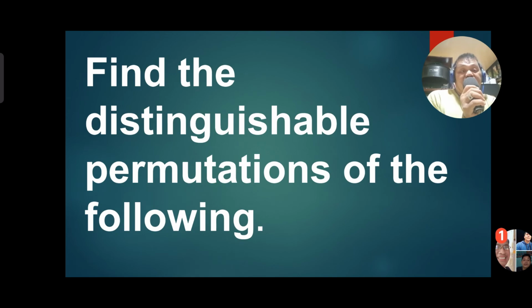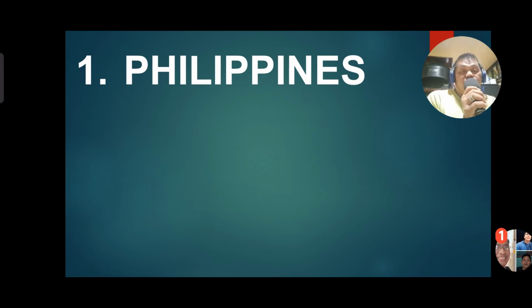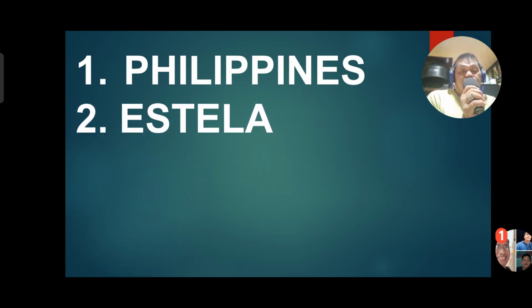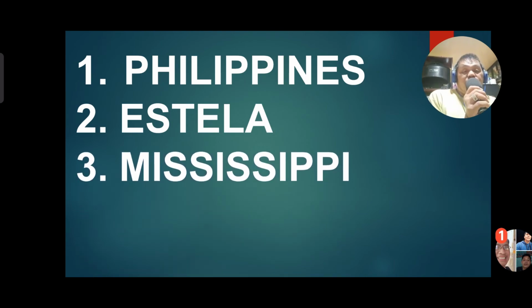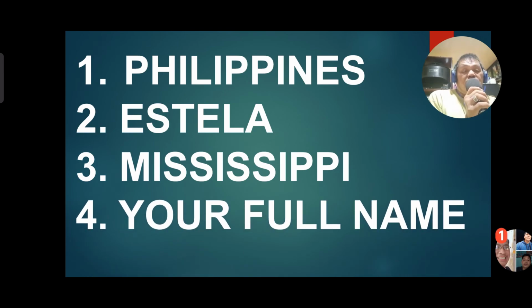So, you're going to try this. Find the distinguishable permutations of the following. We have number 1, Philippines. Number 2, the word Estela. Number 3, Mississippi. And number 4, your full name. So what will be your full name? You are going to get the distinguishable permutation, or number of ways of order of arrangement.